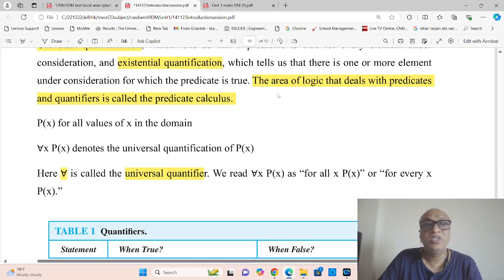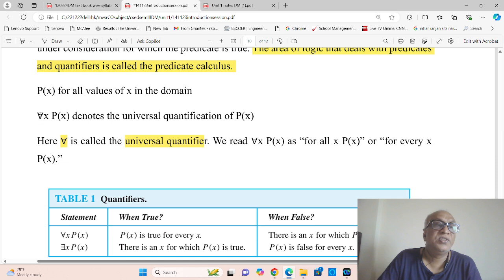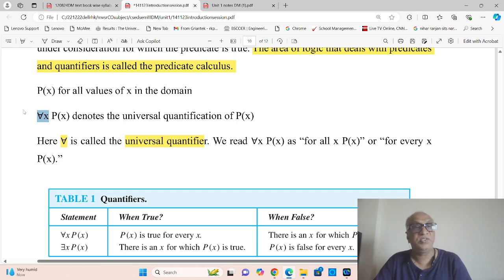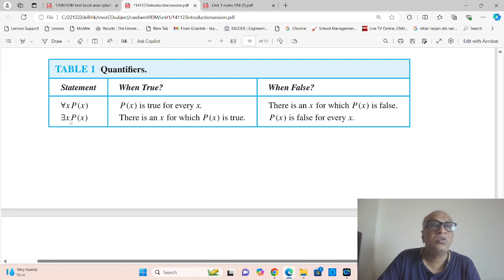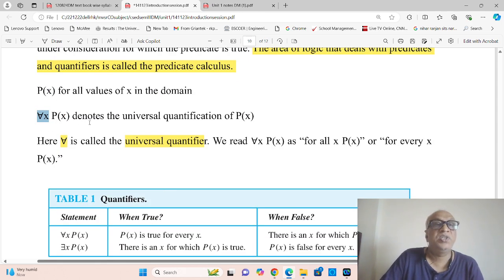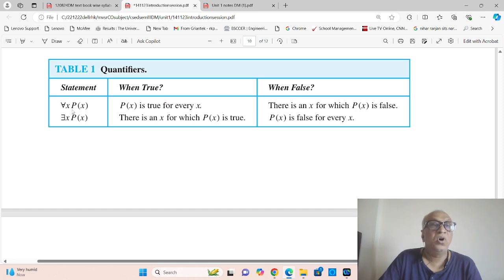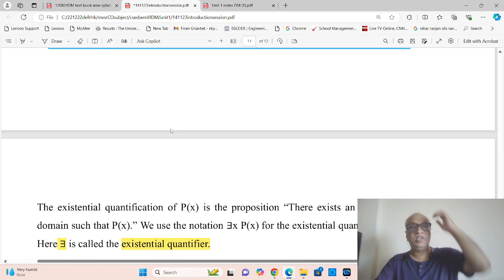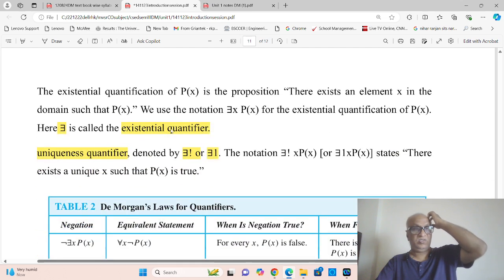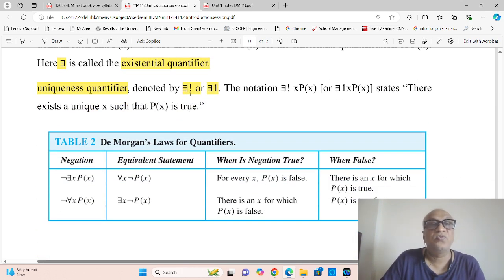When I discuss logic with the help of predicates and quantifiers, it is called predicate calculus. For example, here this is the universal quantifier, for all x, and this is the existential quantifier, there exists x. For all x, P(x) denotes the universal quantification: this is true for every x. There exists x, P(x): this is true for some x. There is a uniqueness quantifier also. It is denoted like this: there exists a unique x such that P(x) is true.